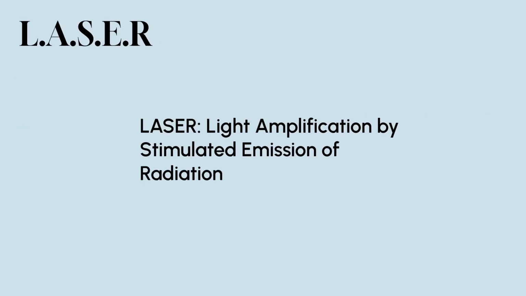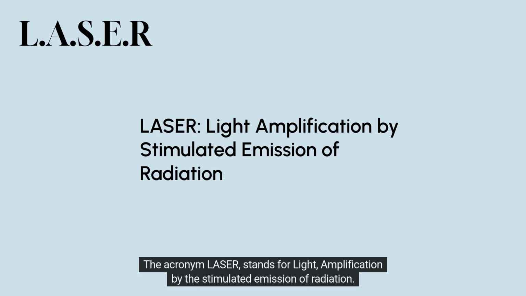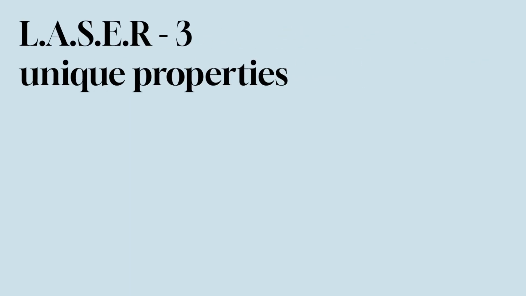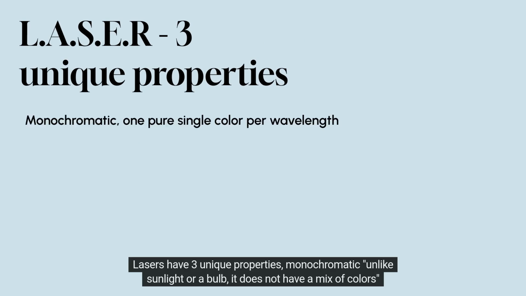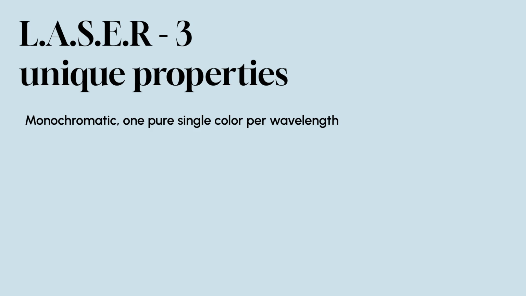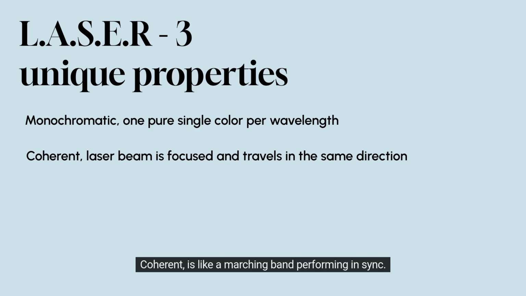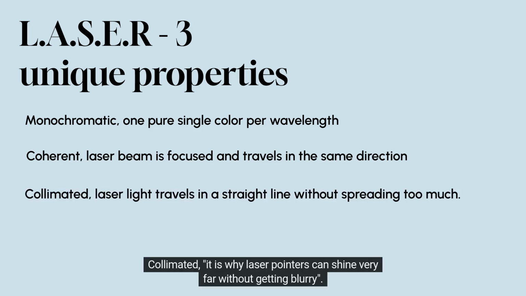Section 1. The acronym LASER stands for light amplification by the stimulated emission of radiation. Lasers have three unique properties. Monochromatic: unlike sunlight or a bulb, it does not have a mix of colors. Coherent: like a marching band performing in sync. Collimated: it is why laser pointers can shine very far without getting blurry.